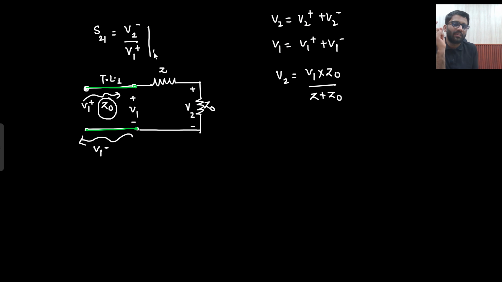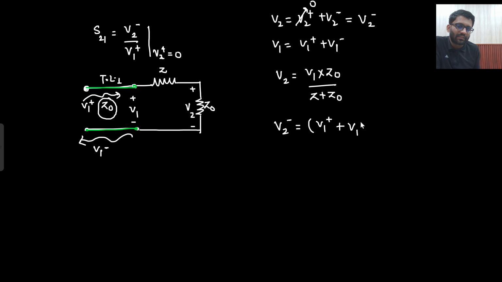Here we are assuming that our V2 plus is equal to 0. So that means V2 minus will be equal to V2. V2 will be equal to V2 minus only, because V2 plus is equal to 0. So here I can replace V2 with V2 minus. What is your V1? V1 is V1 plus plus V1 minus into Z naught upon Z plus Z naught.